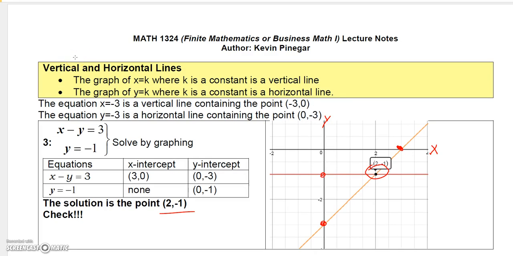So that concludes the section on solving systems of equations by graphing. In the next video I'll talk about solving by the substitution method.